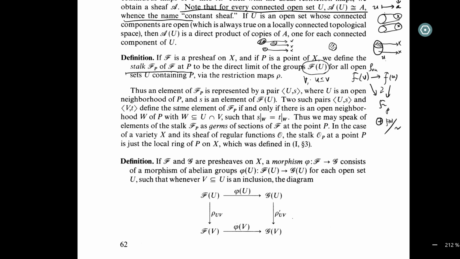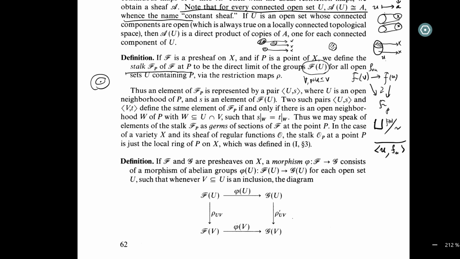Here's any U and V which contain P. On the point P, you have all opens containing it. Write the disjoint union. Okay, this is obvious. So for each open U and any regular function f on it, you take its equivalence class, which is an element in this F_P.